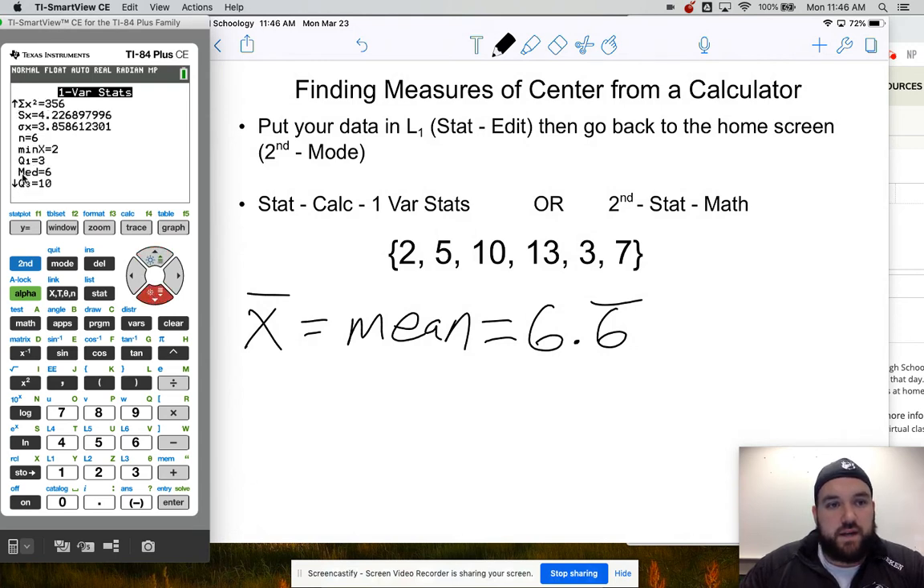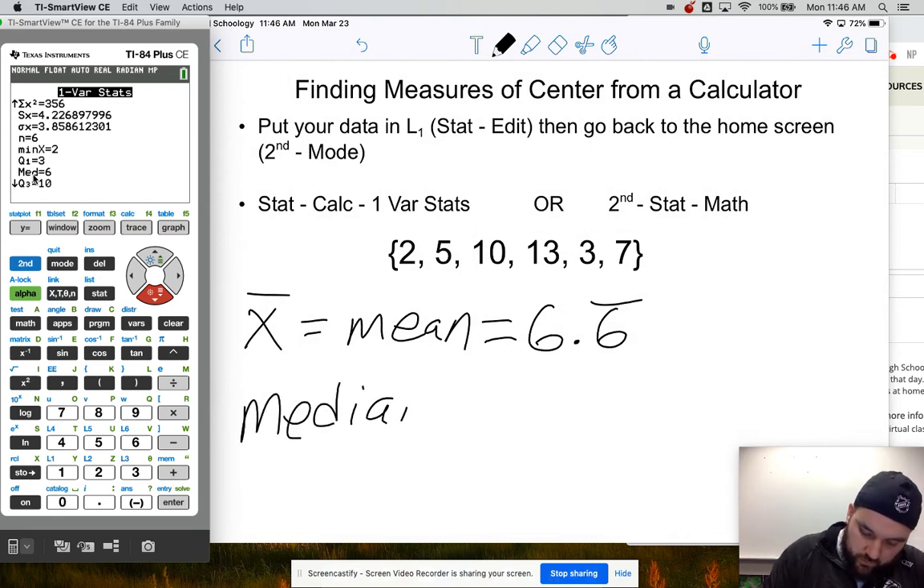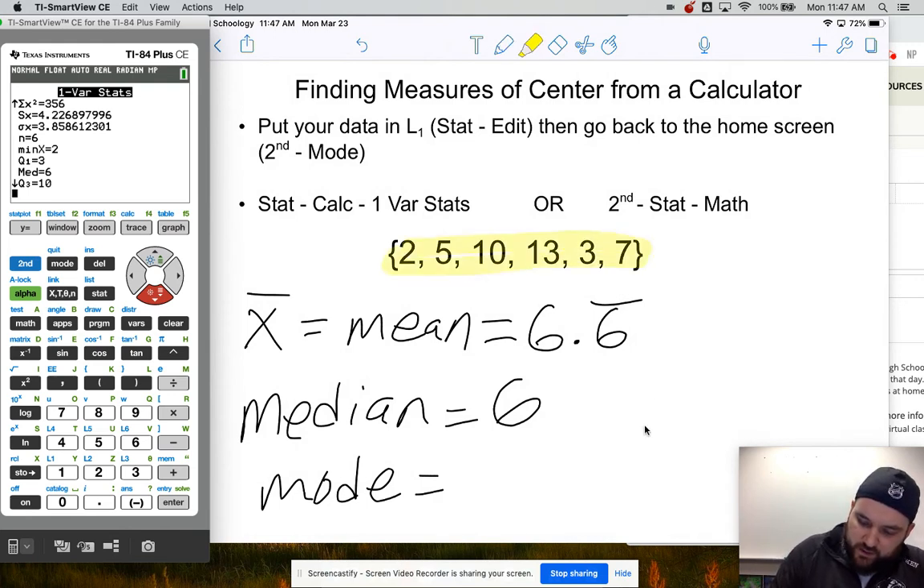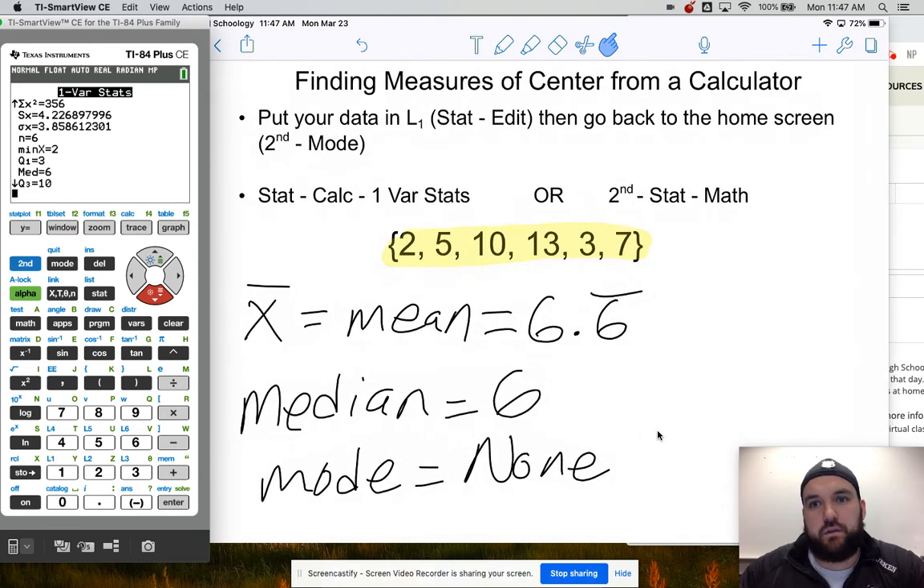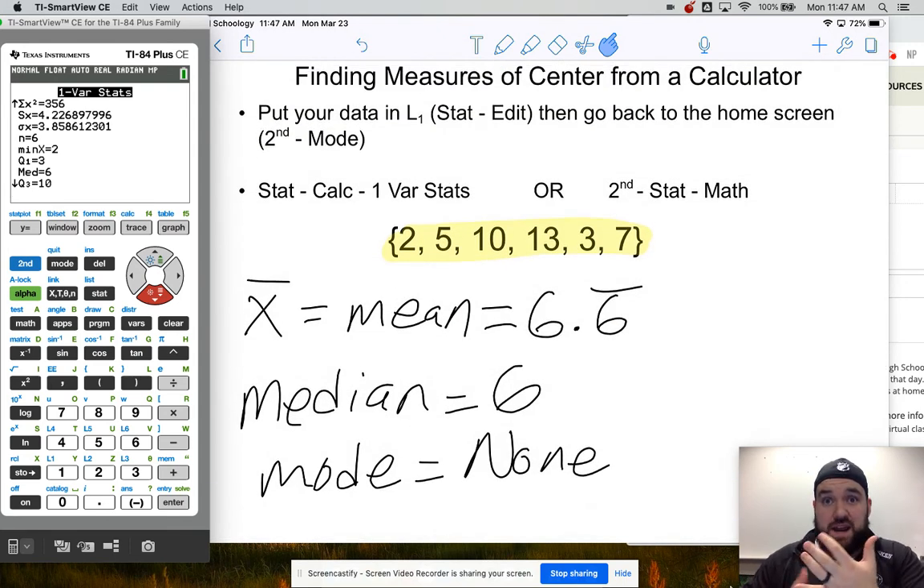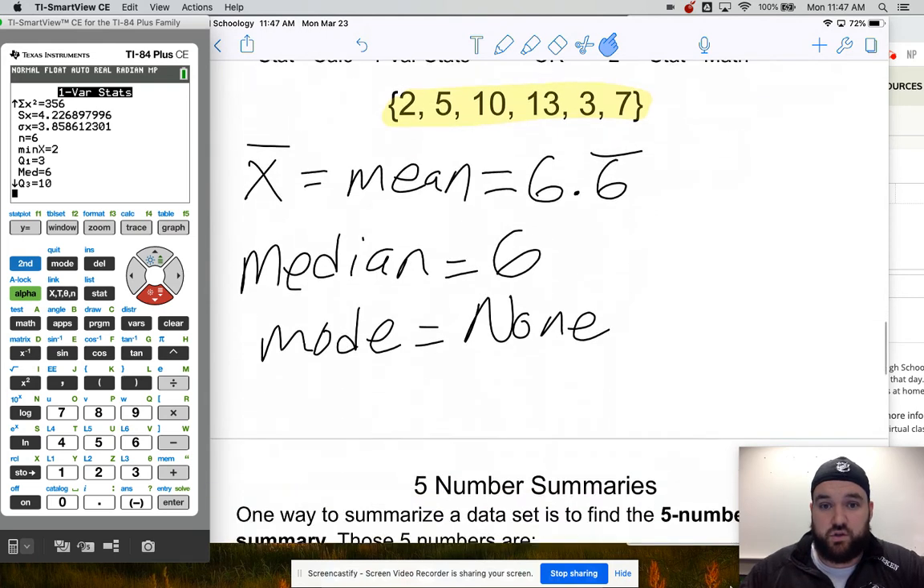If I scroll down, I see Med, which is the median. So the median is 6. And finally, the mode of this list. The calculator won't tell you the mode, but you should be able to scan and see, all right, in this list, is there a number that shows up the most often? And since every number shows up only once, we would say there is no mode. Anytime you have no repeats, then there's no mode for that data set. So stat edit to type in the numbers, stat calc to get this information given to you.